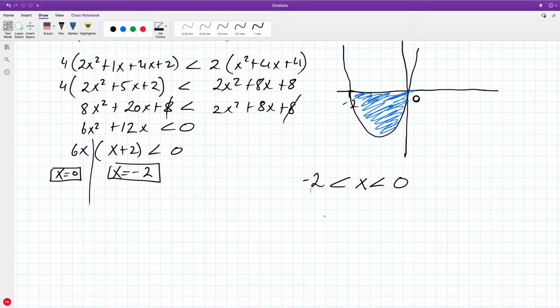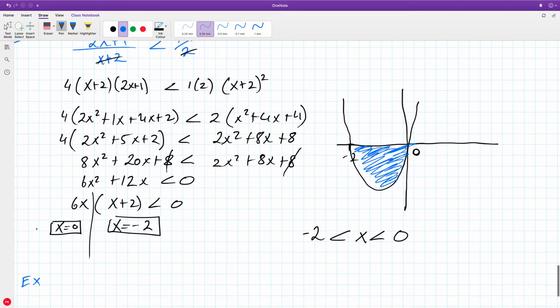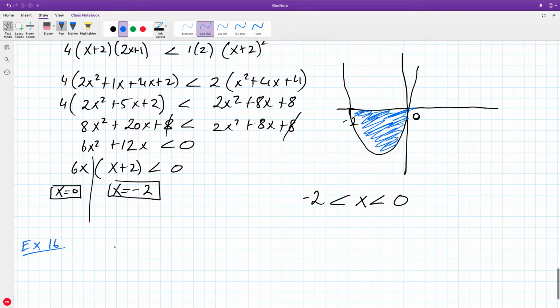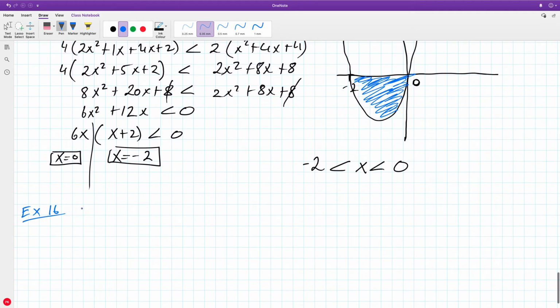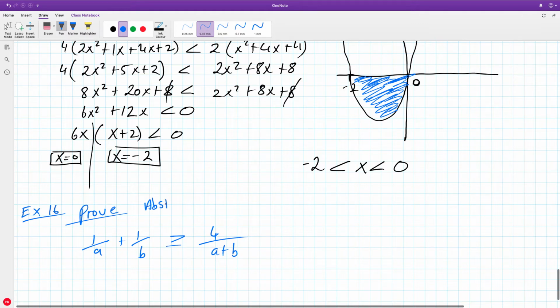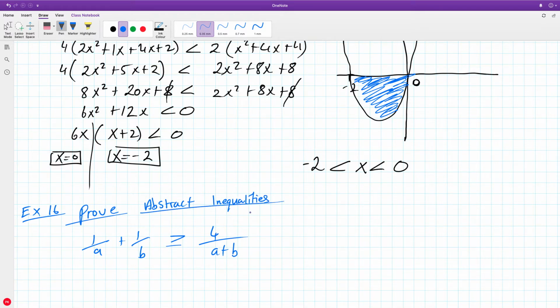They do get slightly harder, and these have been known to show their heads on exam papers, is one that looks a bit like this. These are known as abstract inequalities. And they're proofs. So prove 1 over A plus 1 over B is greater than or equal to 4 over A plus B. Abstract inequality.